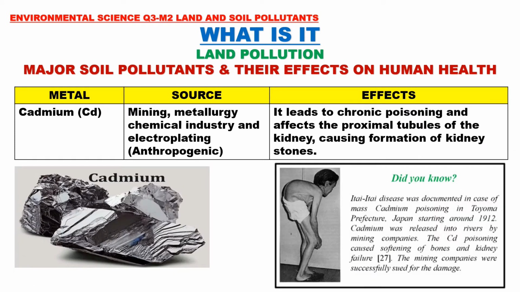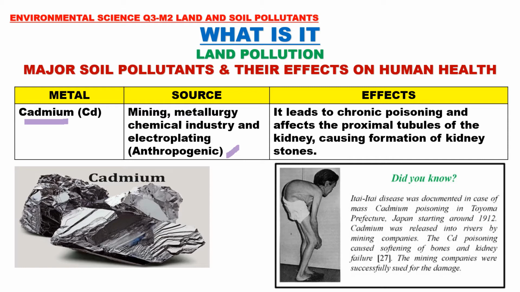Next, cadmium, symbol Cd. Source: mining, metallurgy, chemical industry, electroplating. So this is anthropogenic. Effects: it leads to chronic poisoning and affects the proximal tubules of the kidney, causing formation of kidney stones. Another effect of cadmium is the itai-itai disease.